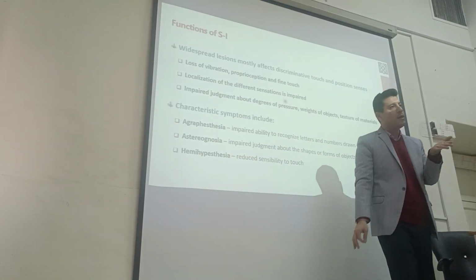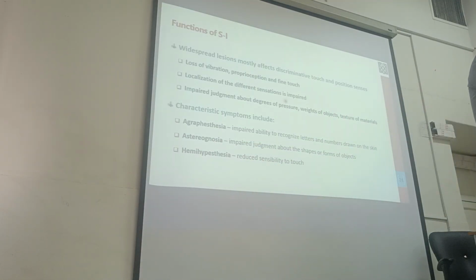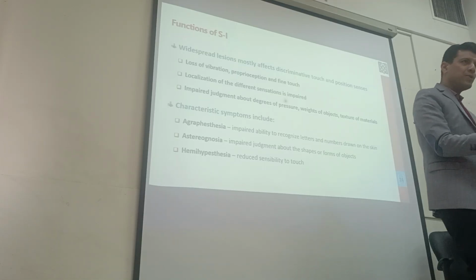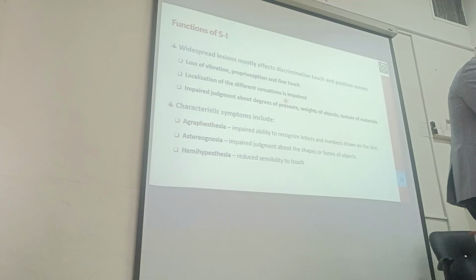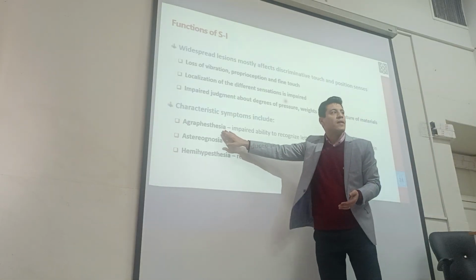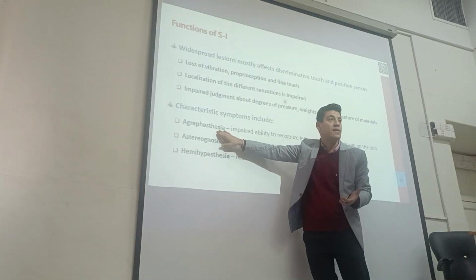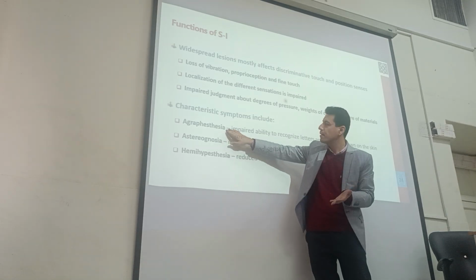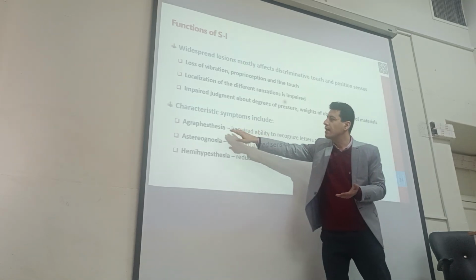So agraphesthesia means you write something on the hand, and the patient cannot understand it. If you close your eyes and I write the letter A, you can understand it, okay? Usually I play with my daughter like this. I write something on her hand and she tells me what I've written, right? The patient cannot understand this if you write anything in the palm. So we call this agraphesthesia.